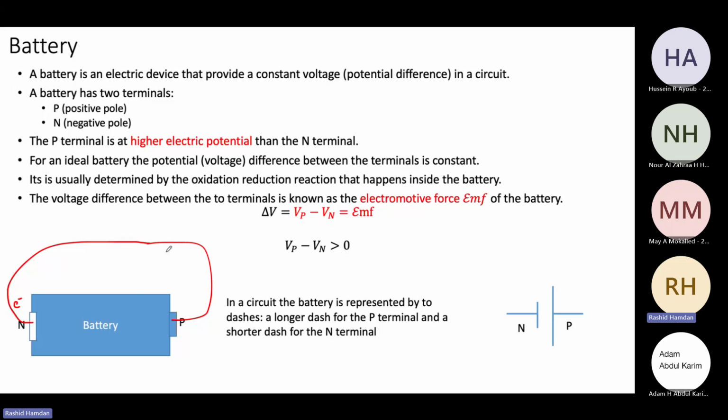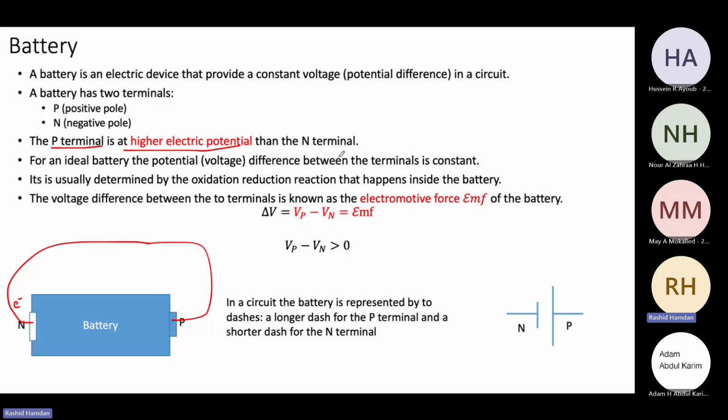Now, this interaction has a constant electric potential, a constant voltage between them. It's an oxidation-reduction reaction. So we have two metals, one losing and one gaining electrons, and they are separated. When we allow the electrons to go from one side to the other, the reaction has a preferred direction, and it gives us energy. It loses potential energy, and it gives it to the outer circuit. So the positive terminal, or the P terminal, is at higher potential than the N terminal.